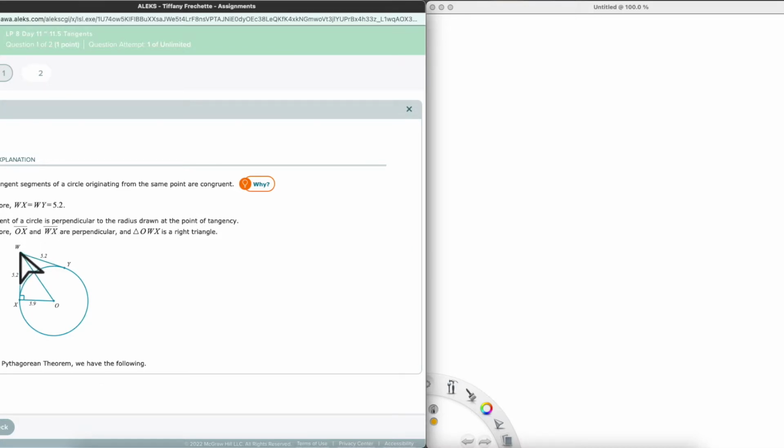So they're both coming from W and they touch the circle. This one touches at Y, this one touches at X. Well, these guys are congruent. So if one is 5.2, the other is 5.2. So that's one of the key factors here with tangents.